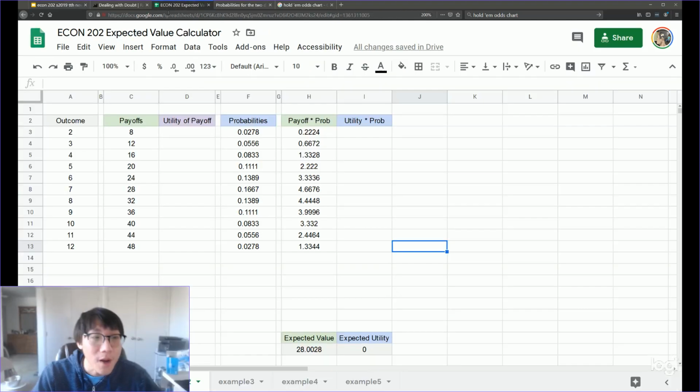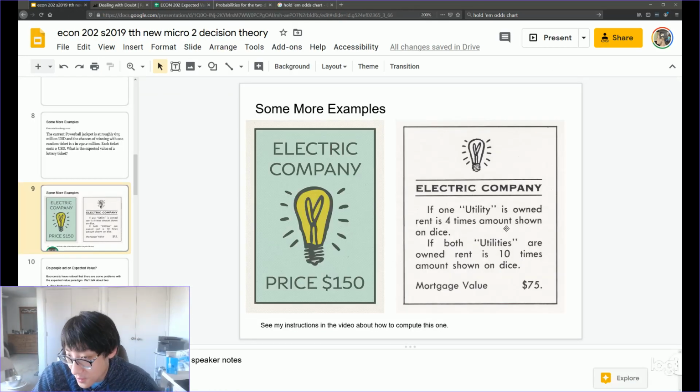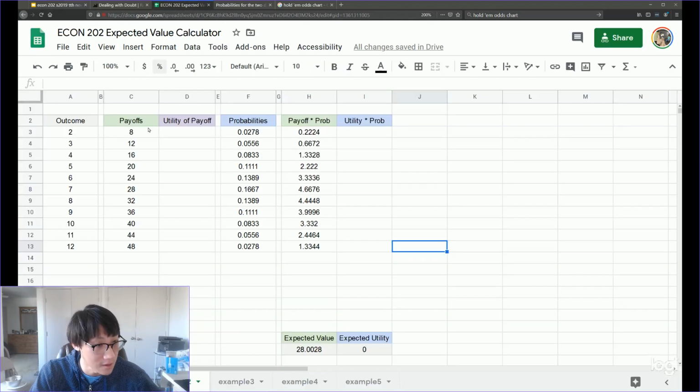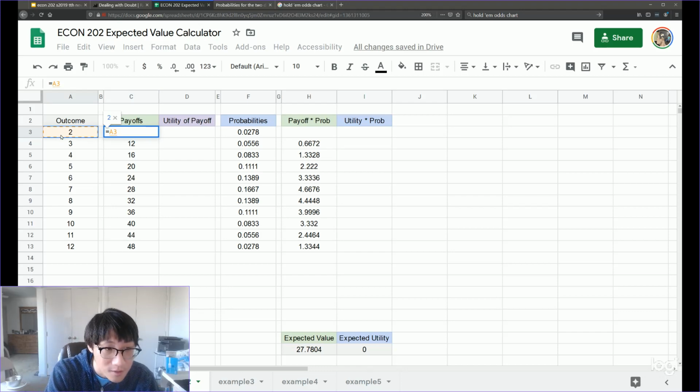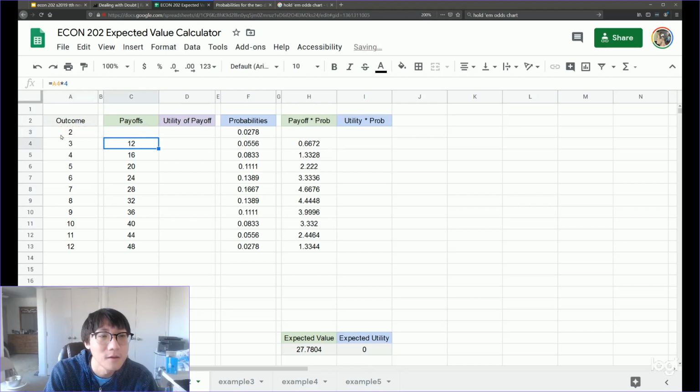Okay? But the situation changes quite a bit if you own both utilities. Okay? Because then all of a sudden you're paid 10 times the amount shown on the dice. Okay, so let's change this calculation to reflect that. So I'm going to go into this first cell here. I'm going to delete it. Okay, just press delete. And then I'm going to say equals. And then instead of doing 2 times 4, I'm going to select this cell A3 times 10. Okay, so now I get a 20.